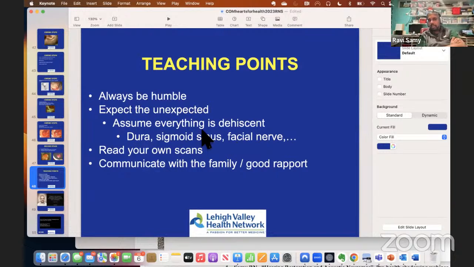I like my residents and fellows looking at the scans, making sure that we don't make mistakes and know our flight path ahead of time based off the scans. And lastly, but arguably most important, communicate with the family, have a good rapport with them as well as with the patient. Very important.